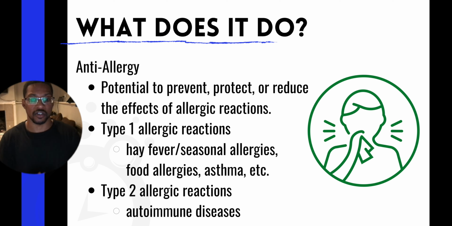Type 1 allergic reactions are like hay fever, seasonal allergies, food allergies. Then type 2 allergic reactions are like antibody driven. So basically, it would be like lupus or rheumatoid arthritis. And so hydrogen can effectively inhibit, suppress allergic reactions of both types.